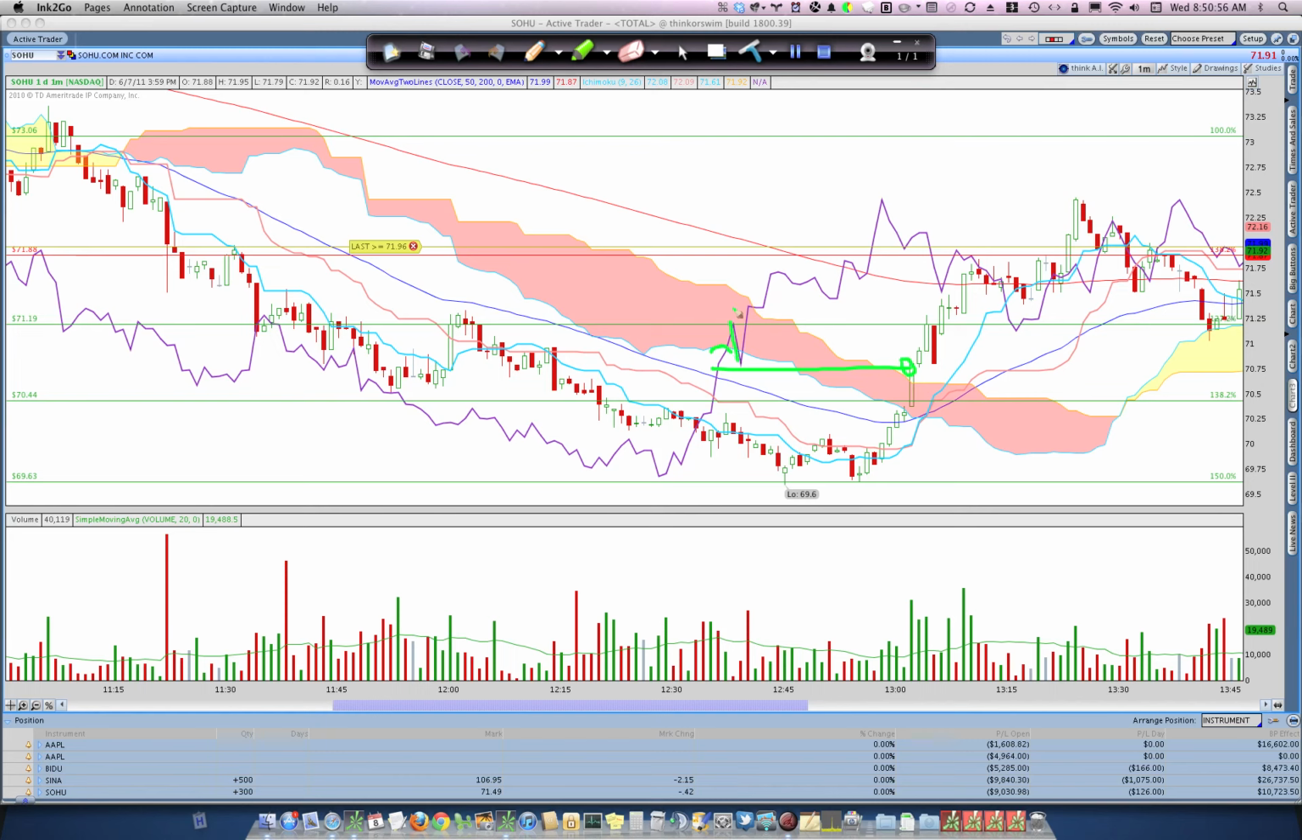Chikou pushed down, came up, spent some time with the top of its cloud, and then it broke through. So this was actually the point at which you wanted to get long on Sohu. Sohu then continued its march up, past the fib. The Chikou didn't tell you very much. The candles didn't tell you very much as to why they got rejection.